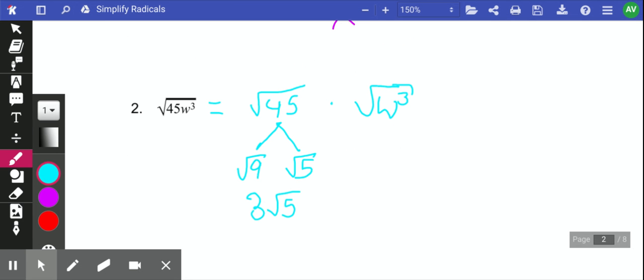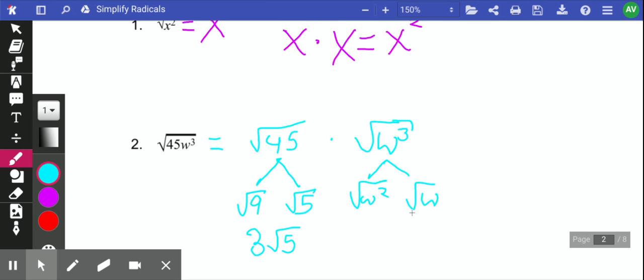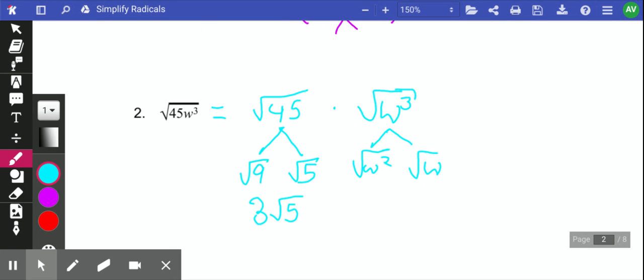Good. Now over here with the w to the third power, I'm going to break this one up too. I'm going to break this up as the square root of w squared times w, because w squared times w is w to the third power. And I can take the square root of w squared the same way we took the square root of x squared up here. So the square root of w squared is w, and we can't take the square root of just w, it stays like that.